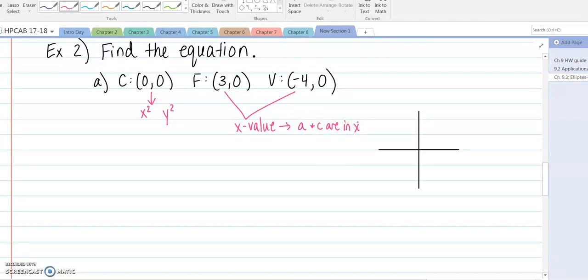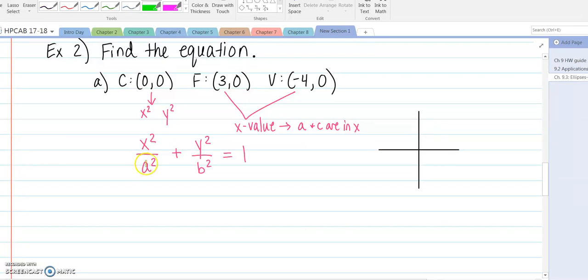And the reason that's important is because now I know how to write the general form of the equation. If a and c are in the x direction, then a squared will be below x, and b squared will be below y. So I've got my general formula. Okay, now I just need to find these different pieces.